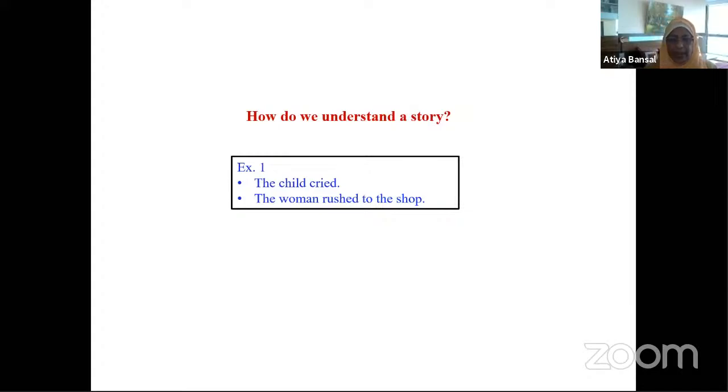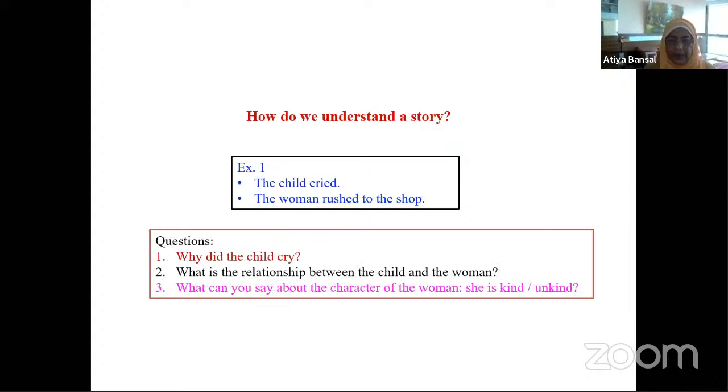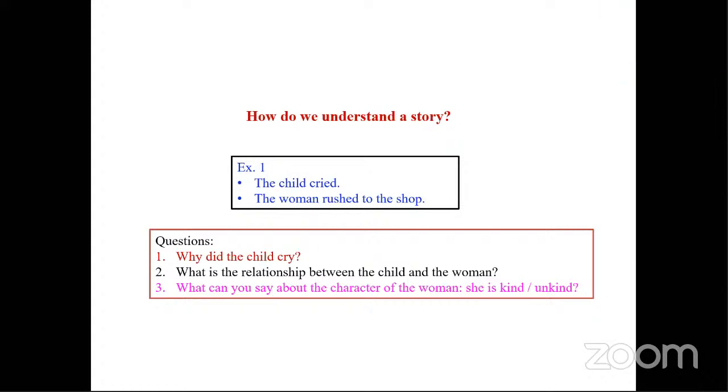So how do we understand a story? Now, this is my story, 2 sentences. The child cried, the woman rushed to the shop. Just 2 sentences. The child cried, the woman rushed to the shop. And now I'll ask you a couple of questions. Actually, I'll ask you 3 questions. Why did the child cry? I want you to put in the chat.